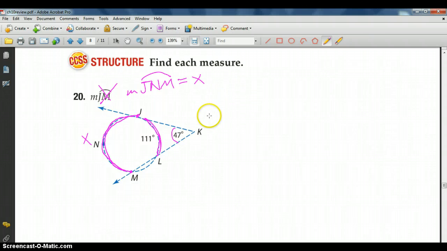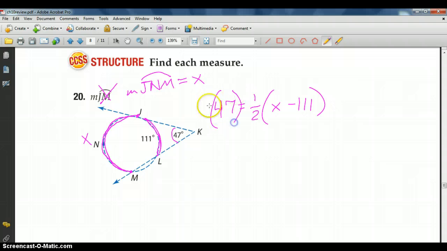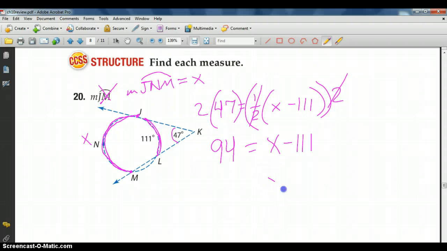So to find X, we have to set up the equation from the theorem. The angle is equal to half of the difference of the intercepted arcs. So X minus 111. And solve for X. So we would multiply both sides by 2. And when we do that, 2 cancels with 1/2, and we get X minus 111 is equal to 94. So add 111 to both sides, and X is equal to 205.